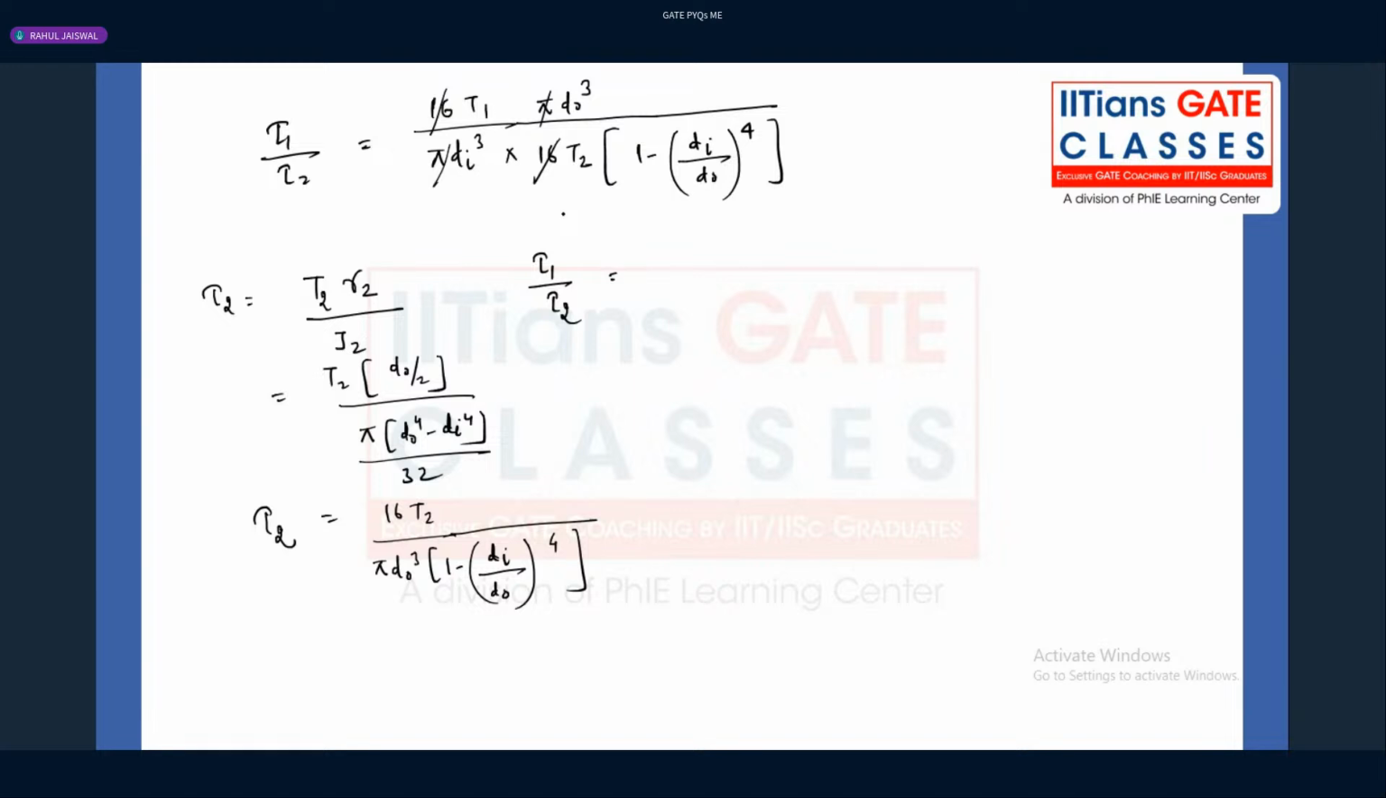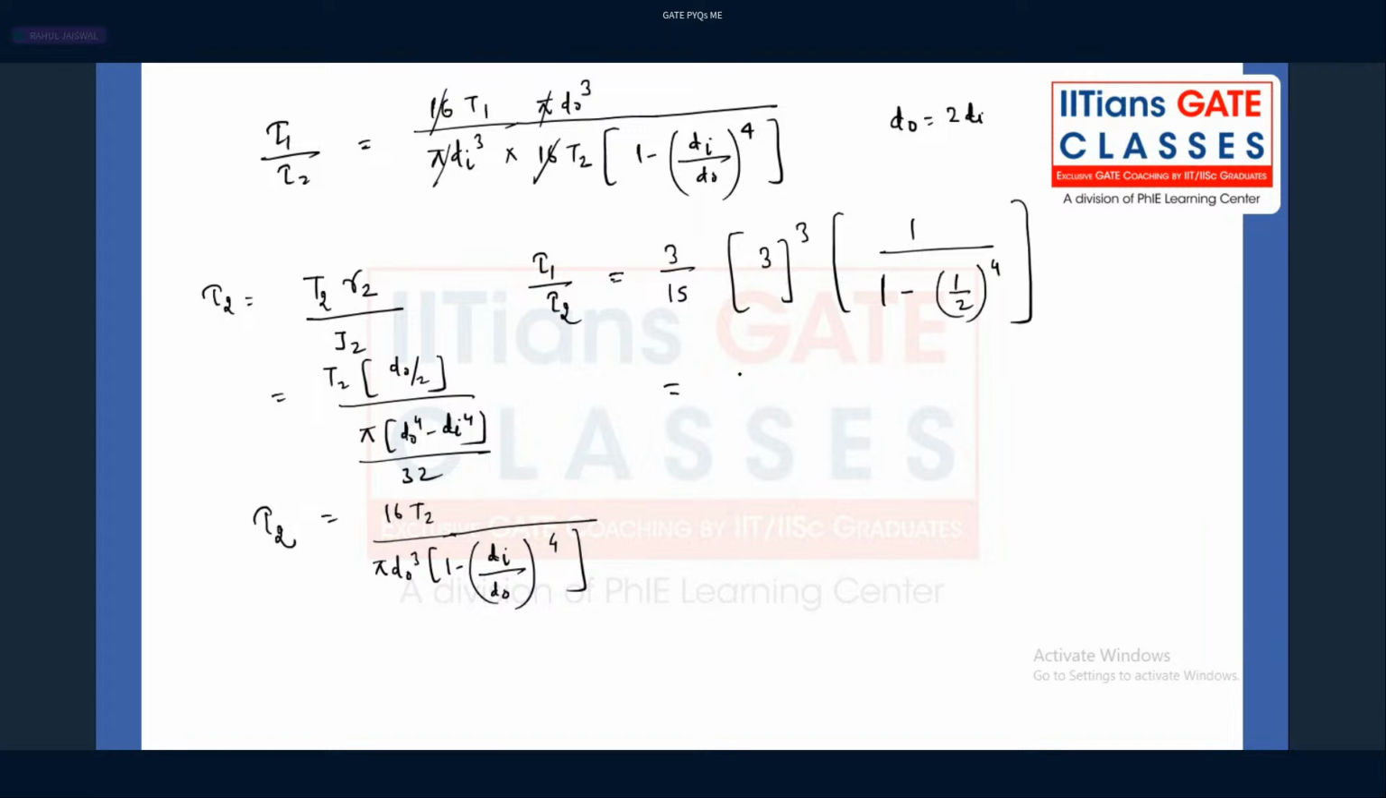16 will be cancelling out. What we are going to get? T1 by T2. What is the T1 by T2? 3 by 15. What is the D0 by D2? It's a 3 cube. 1 upon 1 minus, what is the Di by D0? It's very simple. They have given D0 is equal to 2 times of Di. So it is nothing but 1 upon 2 to the power 4. So 3 to the power 4, 1 by 1 upon 15 by 16.